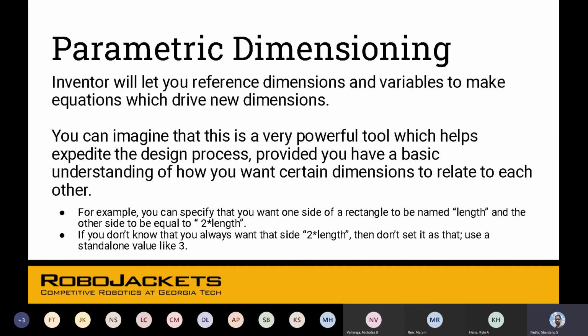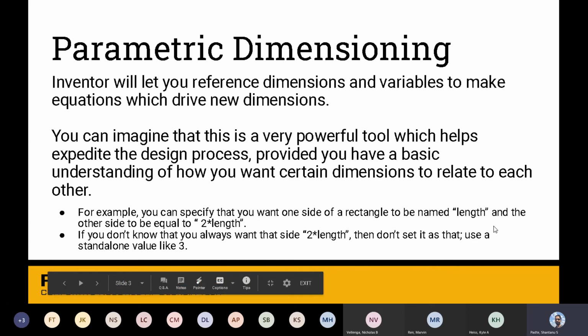Okay. Yes, Inventor will reference dimensions and variables to make equations as well. So let's say you're trying to create a rectangle, and you want its width to always be twice the length of the rectangle. You can create one side and call it length, and you can assign the value for the other dimension as 2 times length. This way, all you have to do is adjust one parameter, and the rectangle always stays in its 2-to-1 ratio.